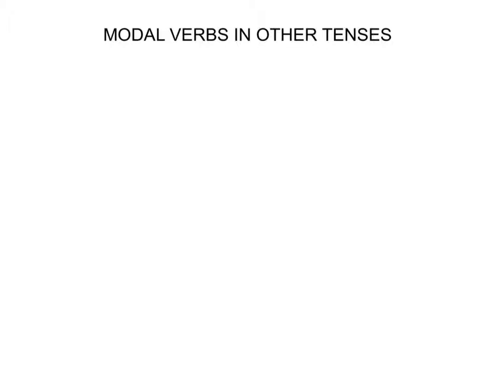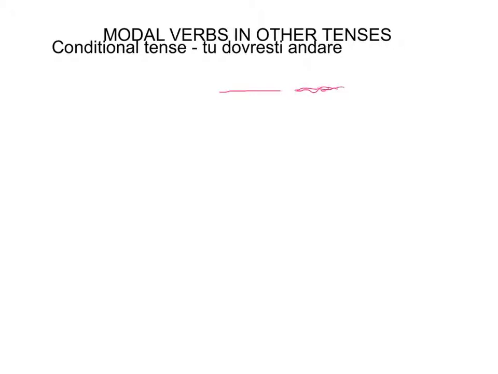So far, we've looked at the use of modal verbs in the present tense. These same verbs can be constructed in other tenses, however, they may have extra or other components. We can construct it using the conditional tense. For example, tu dovresti andare, you should go. Notice that our modal verb comes from dovere, but it's in the conditional form. We still have the infinitive of the other verb at the end of that construction.